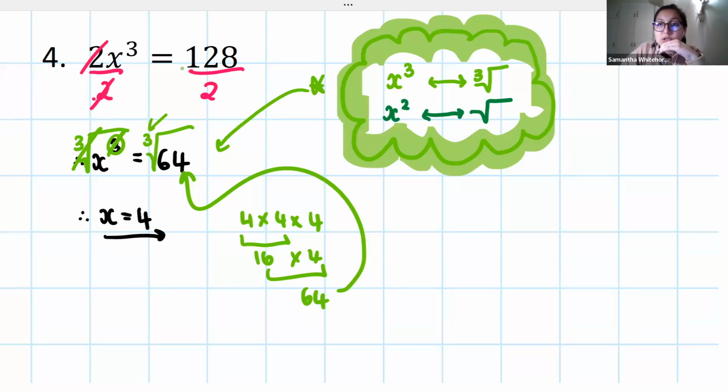Screenshots, if you have questions, you can raise your hand. Otherwise, we're going to have a brain break, and then we'll have a look at a few more examples.